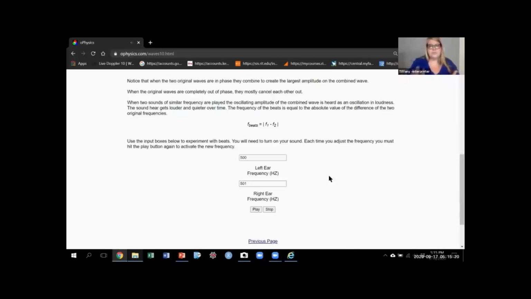You'll hear 1 beat in 1 second, because the difference in frequency is just 1 hertz. So this is the beat frequency. And if you now differ by 10 hertz, see, the frequency has increased. The beat frequency is exactly 10 hertz.